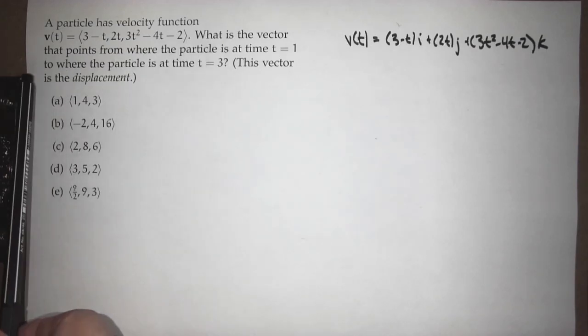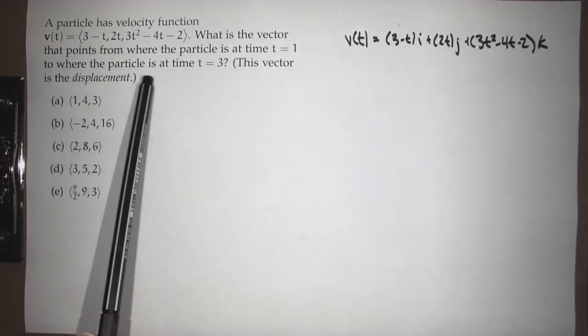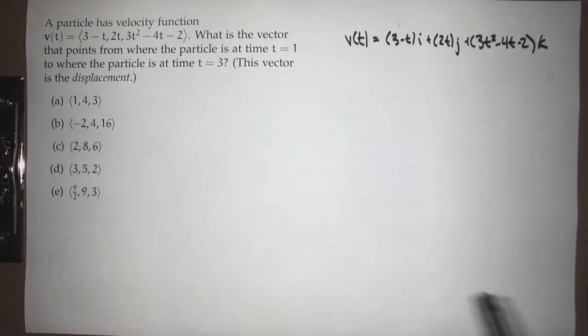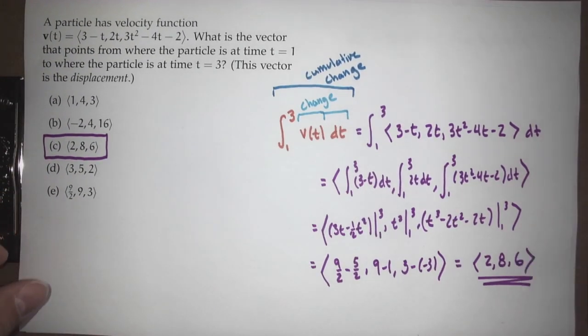What is the vector that points from where the particle is at time t equals 1 to where the particle is at time t equals 3? And this vector is the displacement. So we have 4 options. All right. Well, you've had some time. Do you have an answer? C is correct. Great. Wonderful.